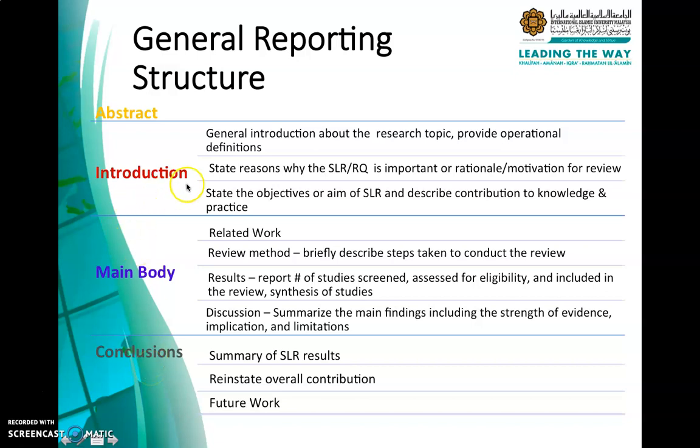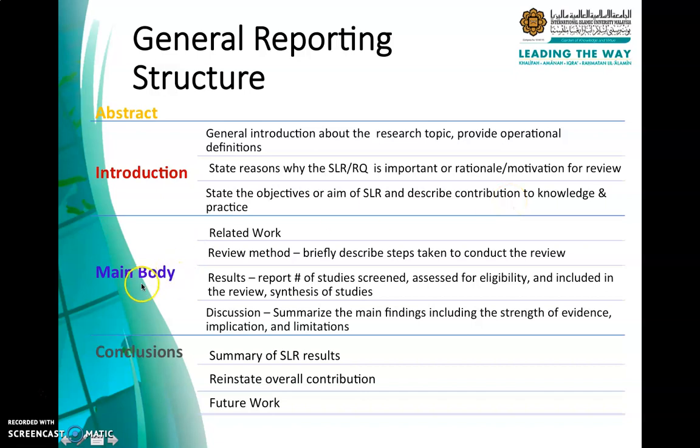So the introduction must tell a reader about the background of the study. We need to provide some introduction about the topic that we are investigating, and then the reason why the SLR or the question or the mapping study that you do is important. Okay, what is the rationale? What is the motivation? Why do we want to know? Why do we want to review this topic? And then we can state the objectives or the aim of the mapping study or SLR, and describe the contribution to knowledge and practice.